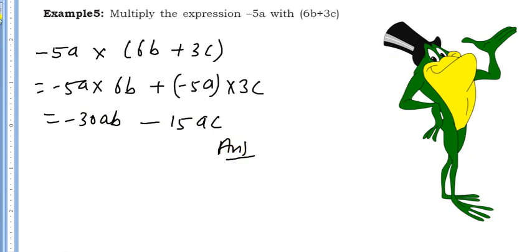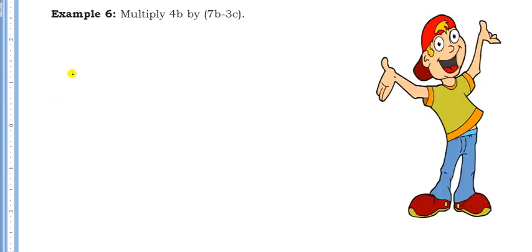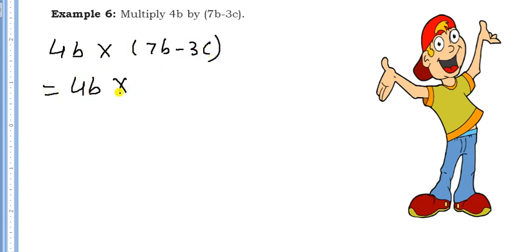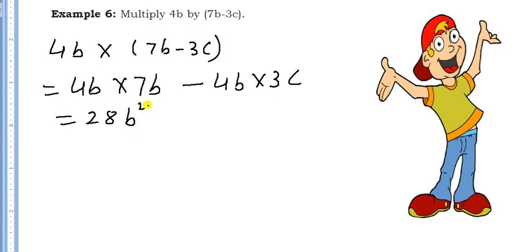Let us see the next one. In your next question, multiply 4b by 7b minus 3c. So it is 4b into 7b, and here is minus, so it is 4b into 3c. What will happen? 4 sevens are 28, so 28b square, because b into b is b square, minus 4 threes are 12, so 12bc. So that is your answer.